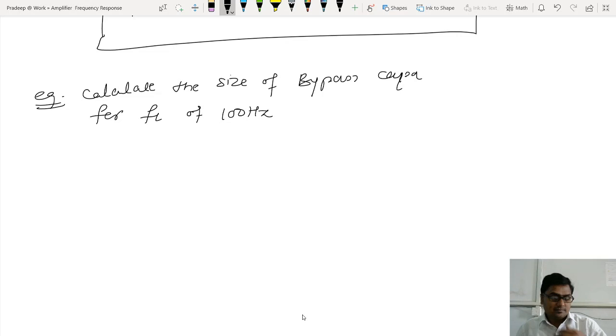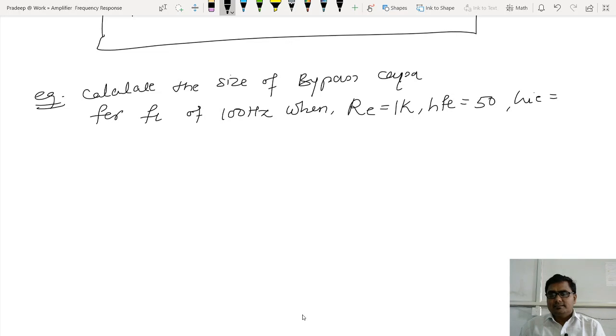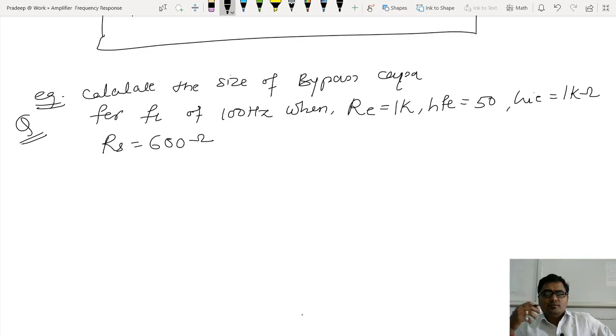Look at this, for a lower cutoff frequency of 100 hertz, when the emitter resistor RE is 1K, hFE is 50, hie is about 1K, where 1K means 1 kilo ohm, and one thing which is optional always, RS, is 600 ohm. This is a very small numerical, and what they want from us is to calculate the size of the bypass capacitor.